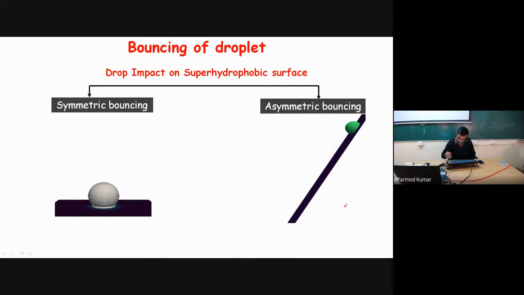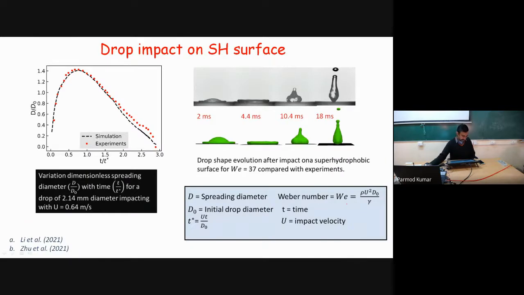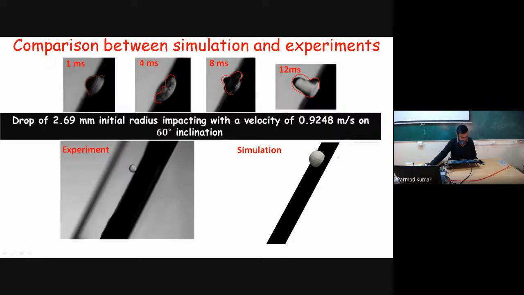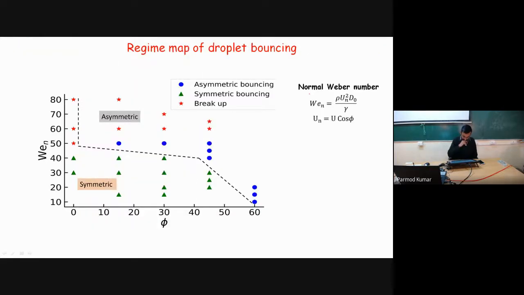So you can see experiment versus simulation, contact time on a horizontal surface, and this is the validation between experiment and simulation. And this is the comparison between simulation and experiment. So this is our experiment on an inclined surface as well as our simulation. So it also shows once again a good match. This is how the bouncing is actually taking place.